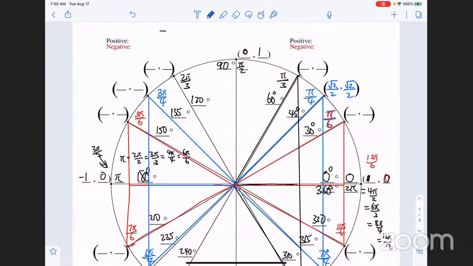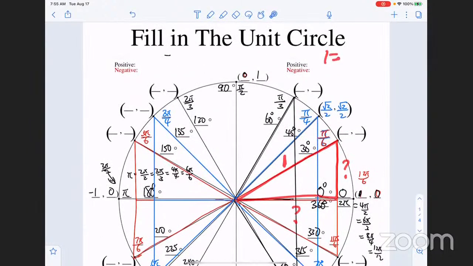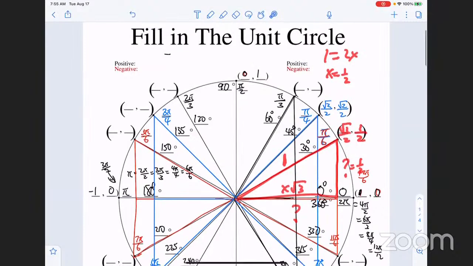Now let's talk about the other one. Again, we're going to talk about the red triangle here. If this side is 1, we need to figure out what this side is and what this side is, which represent x or y. So you're going to set 1 equal to 2x, and then x is equal to 1/2. So that makes this part 1/2. 1/2 is the y value. So the 1/2 is right here. And by ratio, this one is x square root 3. So it'll be 1/2 times square root 3, therefore square root 3 over 2. So you can figure out that part.